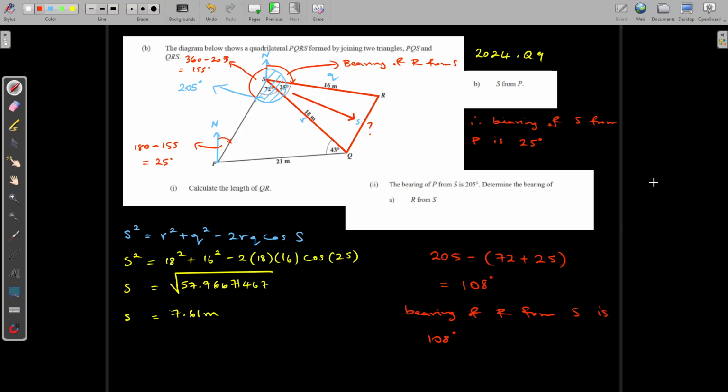So pretty much that's it for bearings. All they would normally ask you to do for these types of questions is either they're going to ask you to find a missing side of the triangle, or they're going to ask you to find the angles using sine and cosine rule. So that's what you would expect to use for these types of questions, sine and cosine rule.